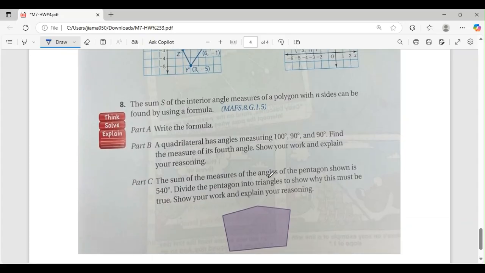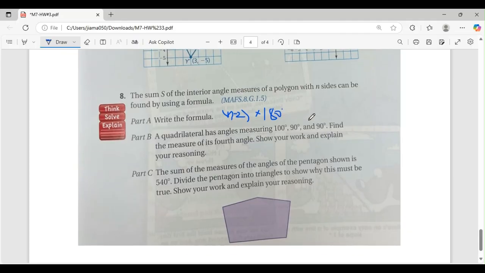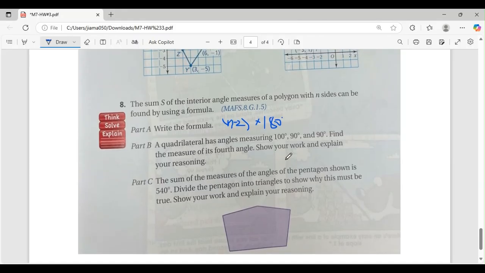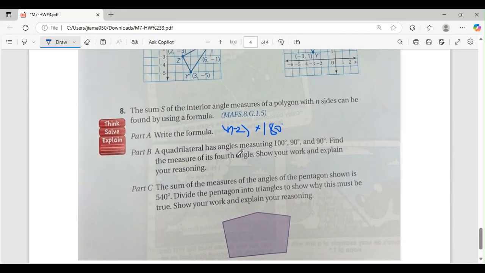Part A. Write the formula. Okay, so the formula is m minus 2 times 180 degrees. Let's see part B. A quadrilateral has angles measuring 100 degrees, 90 degrees, and 90 degrees. Find the measure of its fourth angle. Show your work and explain your reasoning.